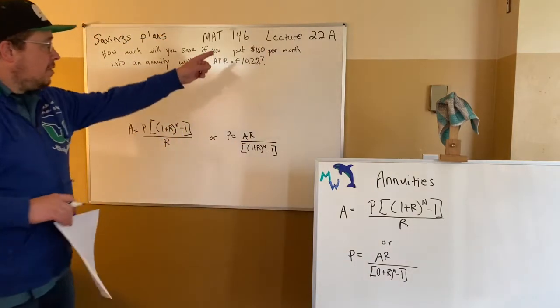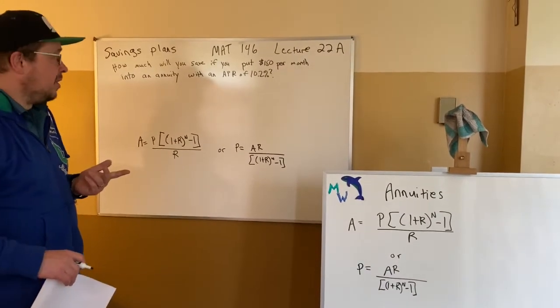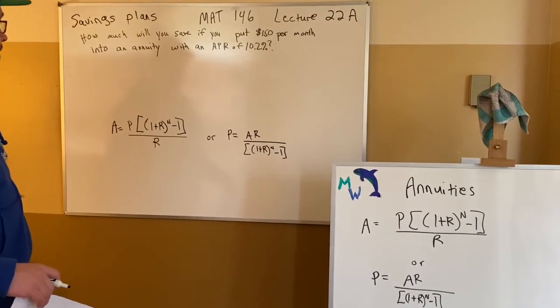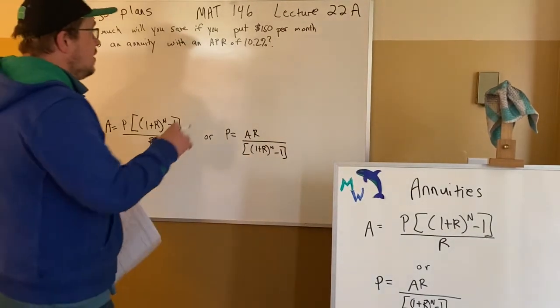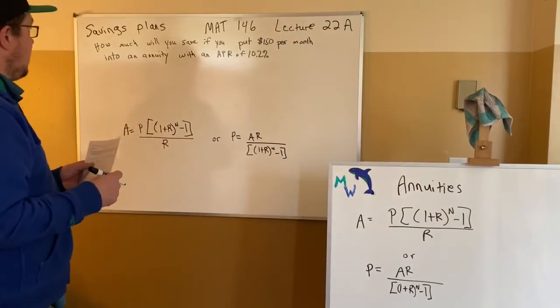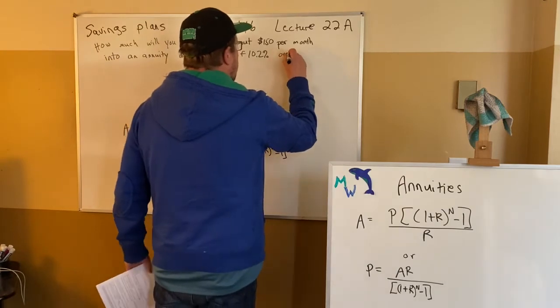If we put $150 per month away, that's P, that's our payment. That's our own money going in. And it's going to have an APR of 10.2%. Wow, I didn't tell you for how long, right? So let me just look at this. I think I said it, but I didn't write it down. Over 40 years.